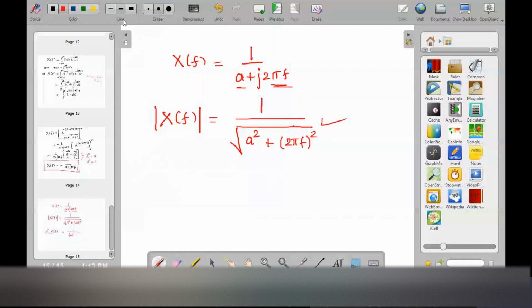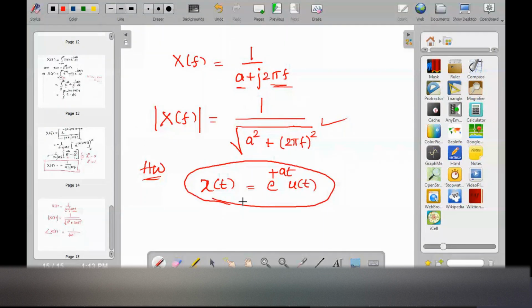So can you take one small homework? Calculate the Fourier transform of this function, e to the power of plus at into u of t. Just do it yourself. If you want, you can take help of some textbooks or any internet source, so that your mathematical skill can be improved. Just practice it. Take it as homework.